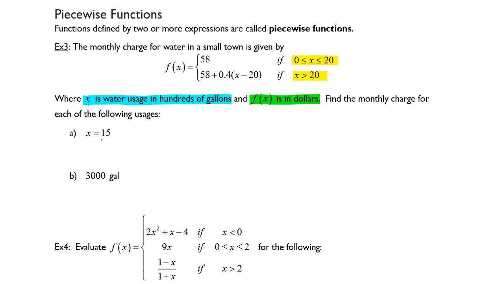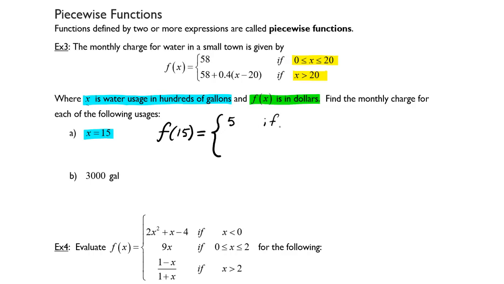X is equal to 15. Now, they already told us in the example that x is water usage in hundreds of gallons, so I'll just go ahead and highlight this as blue, representing water. And I'm going to rewrite my function, f of x, but what is x? X is equal to 15, so I'll put a 15 in here. F of 15 equals, and then I'll just put my curly bracket, 58, if x is between 0 and 20.